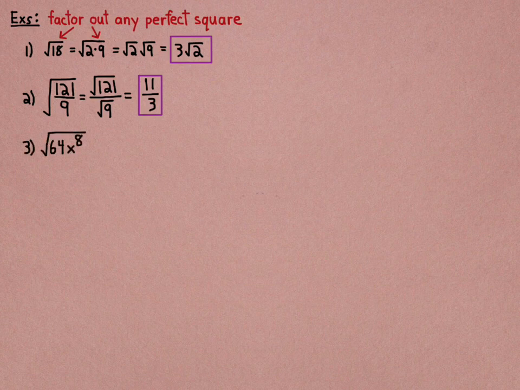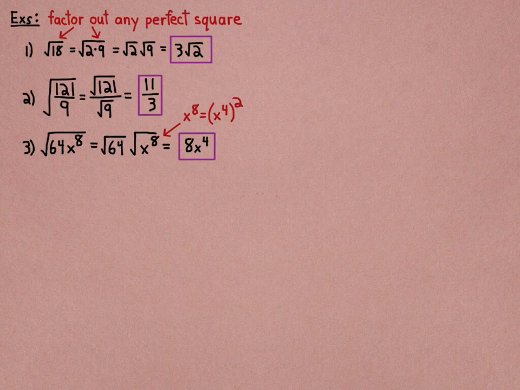Next one, square root of 64 x to the 8th. 64 is 8 times 8, so that's 8 squared. And x to the 8th is x to the 4th squared. So they're both perfect squares. So the square root of 64 is 8, and the square root of x to the 8th is x to the 4th.